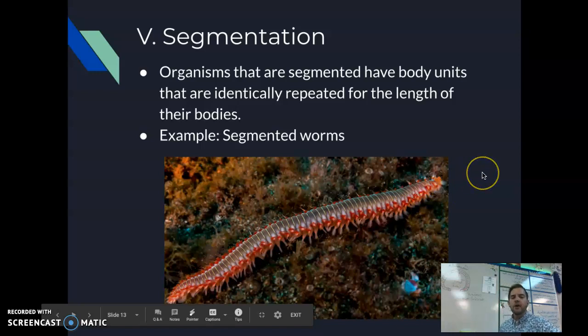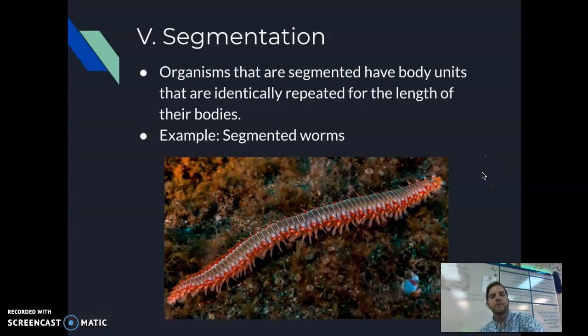Another thing that we can talk about with animals that helps separate them into phyla, and this is really particularly for the worms, is segmentation. Some organisms are a little bit more advanced in that they have specific body units that are then copied over and over and over, and segmented worms fall into that a lot. We also see segmentation in arthropods, so in insects and arachnids and things like that.